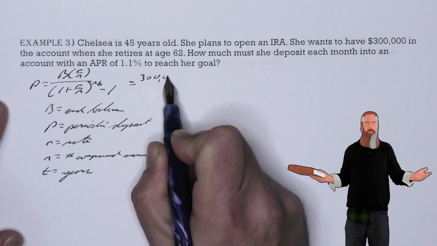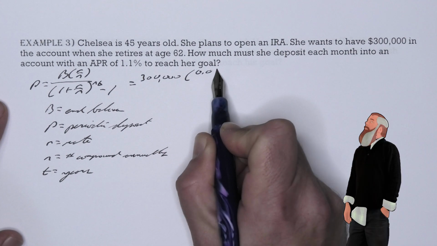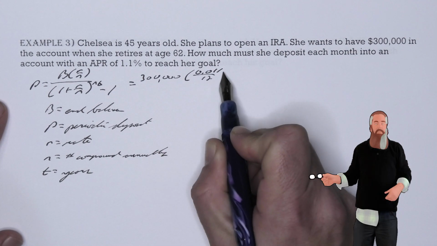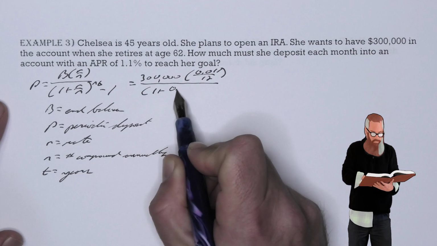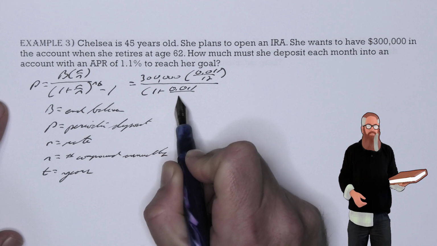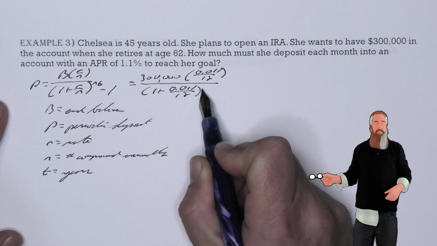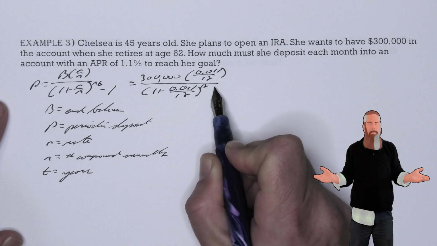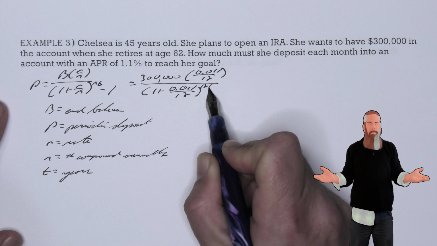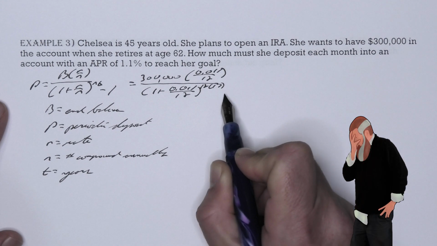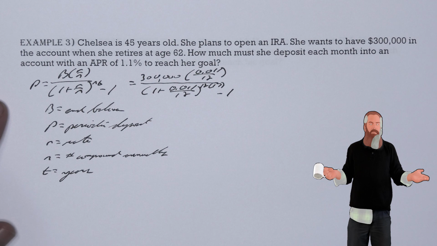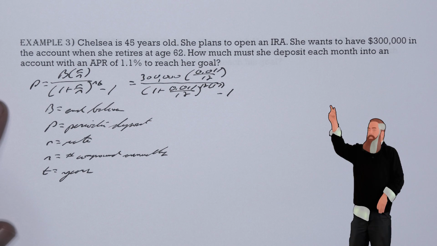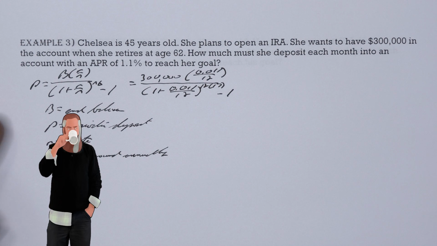So P would be equal to 300,000 times 0.011 divided by 12, all over 1 plus 0.011 over 12 to the 12 times 17 power, minus 1. Why 17 for years? Well, she's currently 45 years old and plans to retire at 62. So 62 minus 45 is 17.